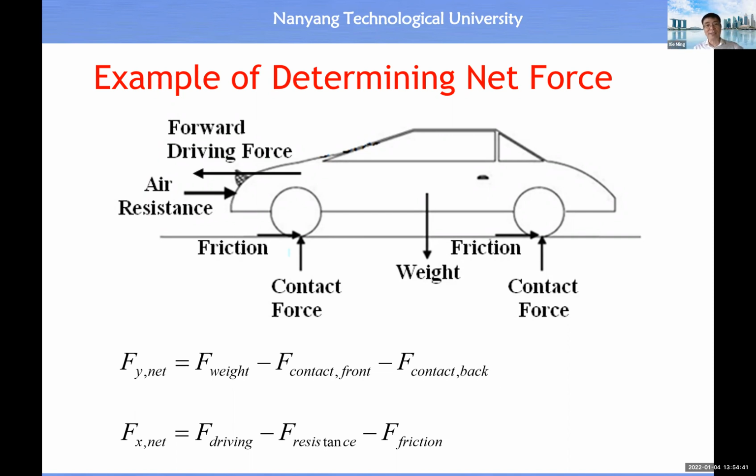However, in the horizontal direction, we have a driving force delivered by the engine of the car. We have a drag resistive force coming in from the front, plus frictional force in the front and in the back. Therefore, the net force in the horizontal direction should be equal to the sum of the driving force, drag resistance force, and frictional force. So add them together, then you have a net force. Then this net force should not be equal to 0.